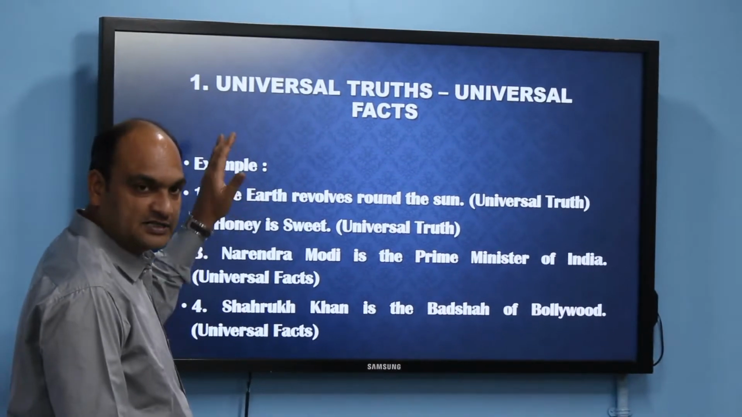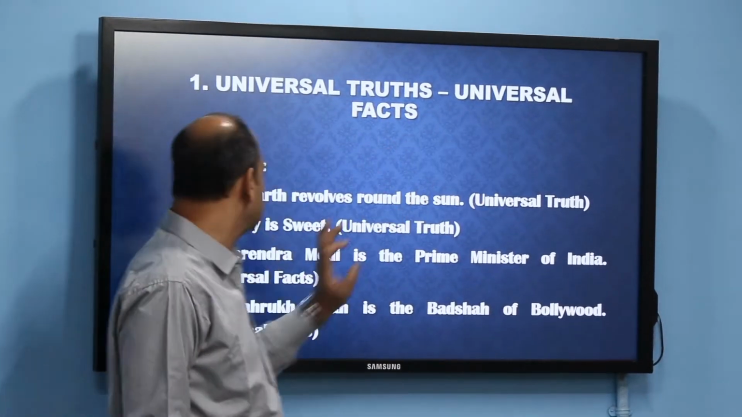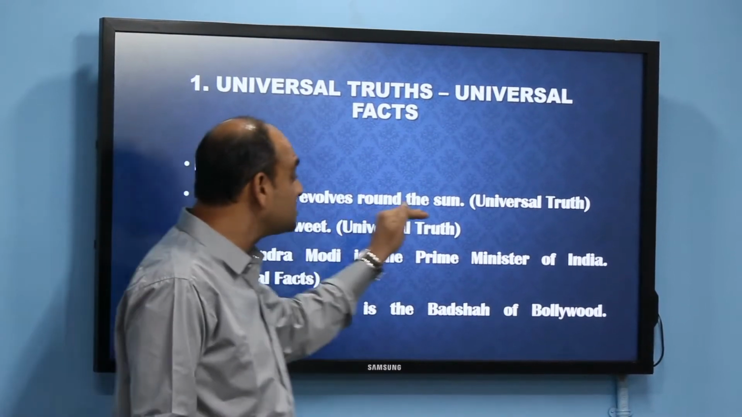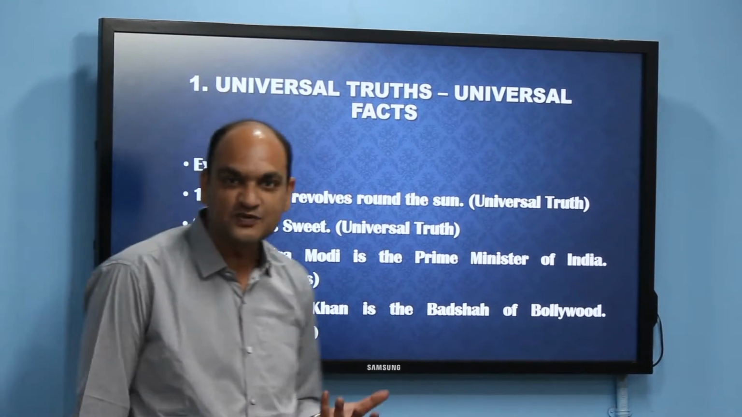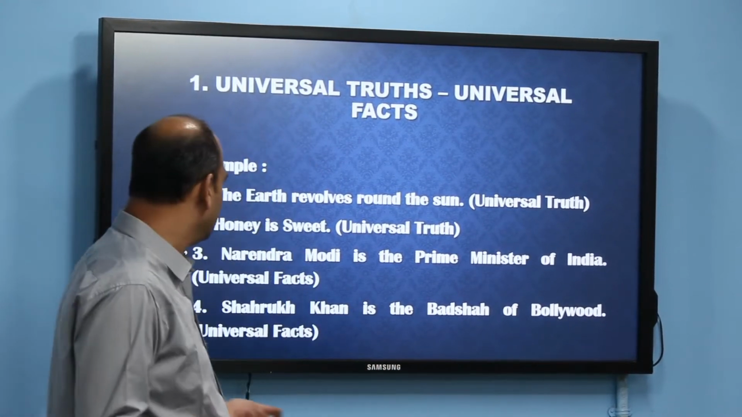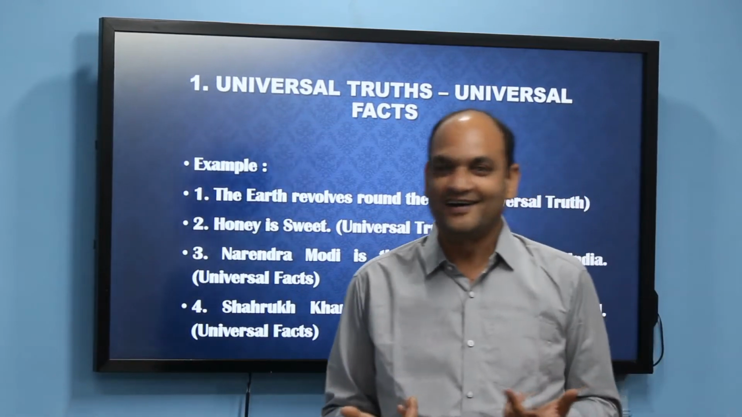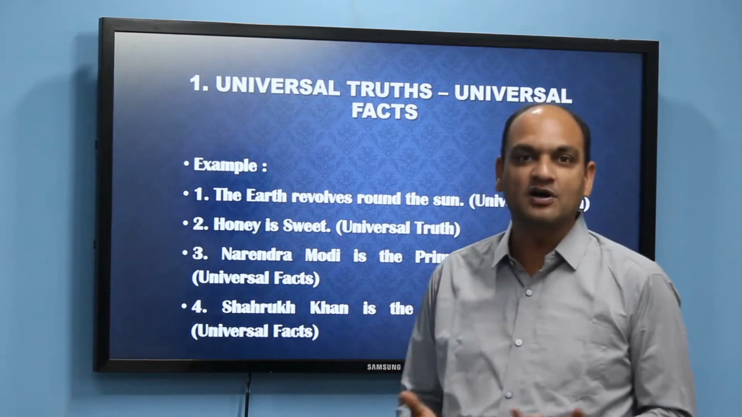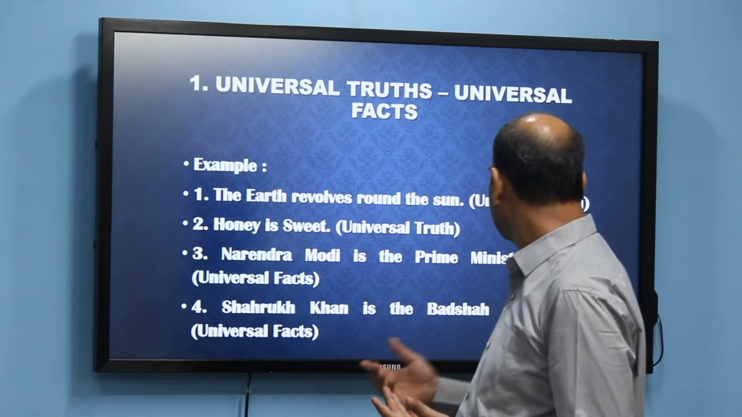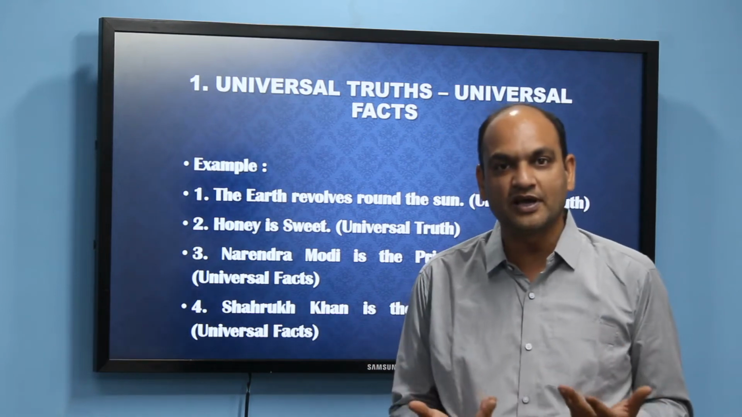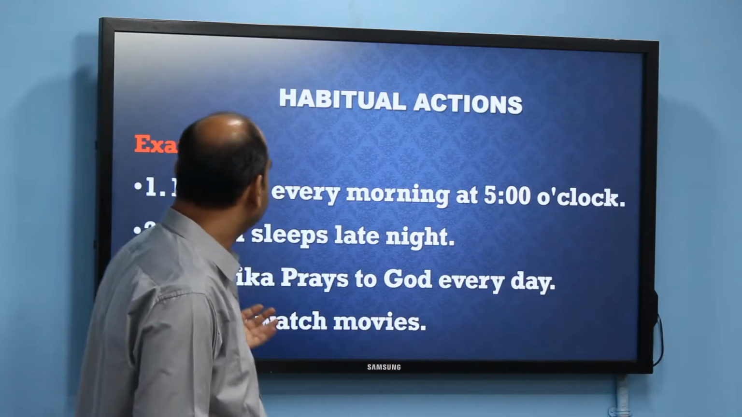So first of all, let us deal with each of these with some examples. Universal truths or universal facts. Example: the earth revolves round the sun. This is a universal truth. And honey is sweet. That is also a universal truth. And Narendra Modi is the Prime Minister of India. This is a fact, because in the next election he may change. And Shah Rukh Khan is the Badshah of Bollywood. This is also a universal truth because we call him the Badshah of Bollywood.